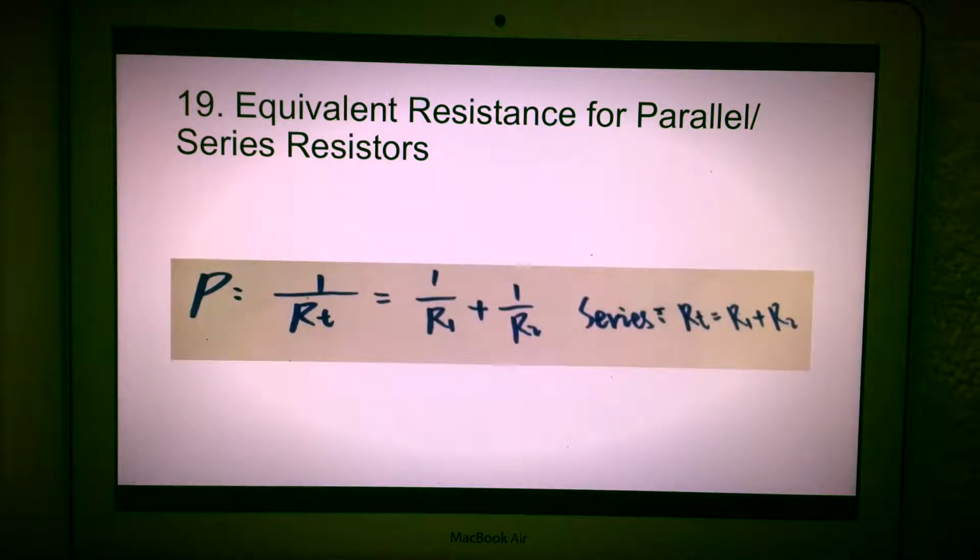Number 19, so we just mentioned that the equivalent resistance for parallel or series resistors is totally different from the capacitance. For parallel, 1 over R equals 1 over R1 plus 1 over R2. And the series one is R equals R1 plus R2.